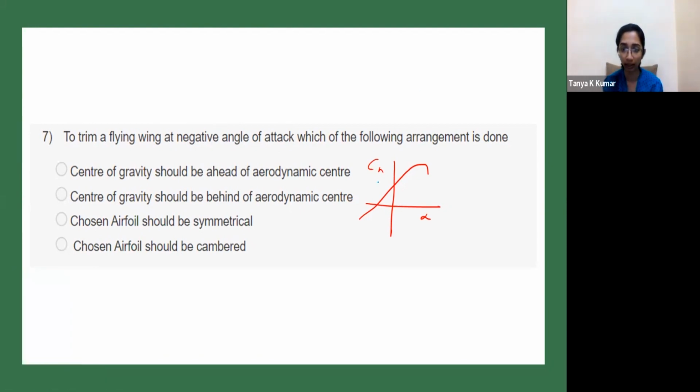So this is what I had drawn previously. The CM versus alpha graph does not have a positive slope. It has a negative slope. One of you should have corrected me. So CM naught is positive and this has a negative slope. To trim a flying wing at negative angle of attack, which of the following arrangements is done? This is the wrong graph. So this is the correct graph. Can someone tell me now which would be the right answer?